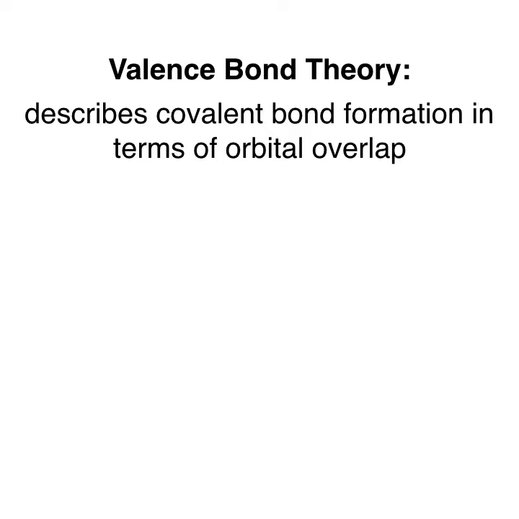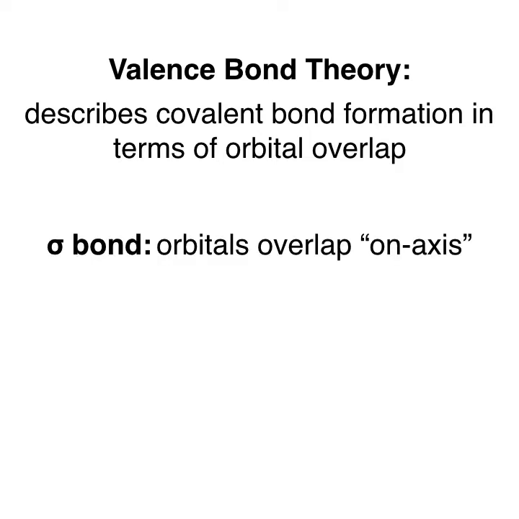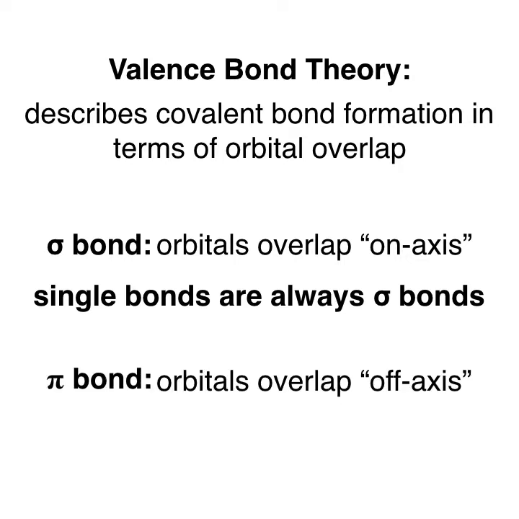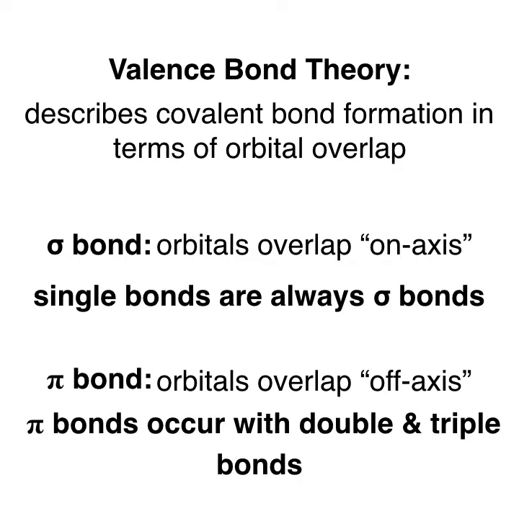With the valence bond theory, there are two types of bonds that can be formed. First is a sigma bond, which occurs when orbitals overlap on axis. This always occurs in single bonds between atoms. The second type of bond that can be formed is a pi bond. Pi bonds occur when orbitals overlap off axis. Pi bonds are always formed when there are double and triple bonds.